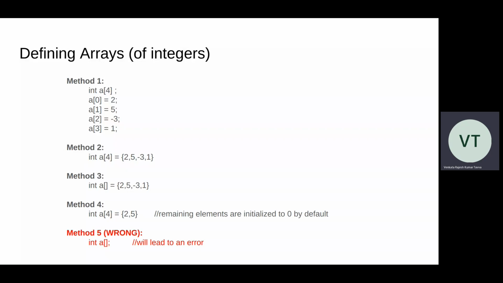This will lead to an error. You either mention the size and leave it there, or if you are giving empty brackets, you have to specify which elements are going into that array. Otherwise, it doesn't know what the size of the array is, how much it should create, what size array it should create. When you put empty brackets, it does not know what size array to create, so it will give an error.